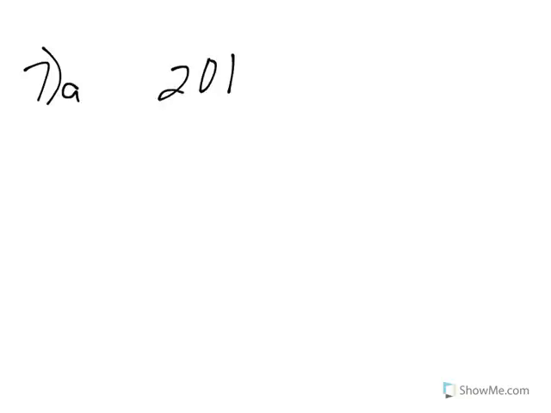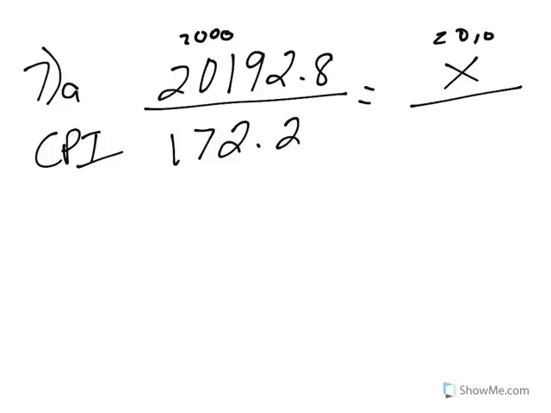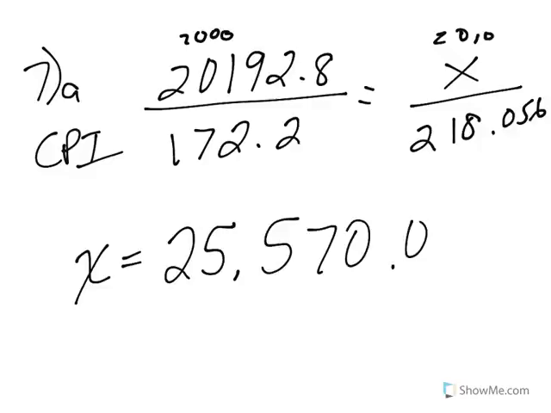If I have a federal debt per capita of this, and this is in the year 2000, and the CPI for 2000 is 172.2, and I want to compare that to 2010. In 2010, I don't know what that would be, but I know that my CPI is 218.056. So I'm estimating that the federal debt per capita should be $25,570.04. So in 10 years, it should rise just over $5,000.